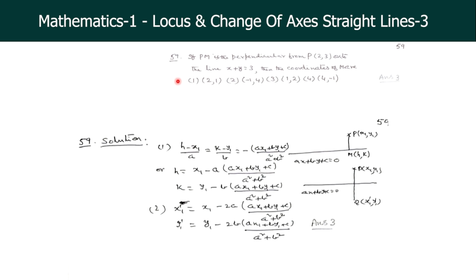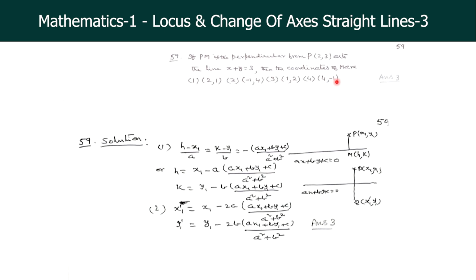So, this is a problem on, see here the next 2 or 3 problems, and lastly also you will get problems on the foot of the perpendicular drawn from a point onto a line and the image of a point in a given line. So, here the problem is: if PM is the perpendicular from P(2, 3) onto the line x plus y is equal to 3, then the coordinates of M are: 1) (1/2, 1/2), 2) (-1/2, 4/3), 3) (1/2, 5/2), 4) (4, -1).